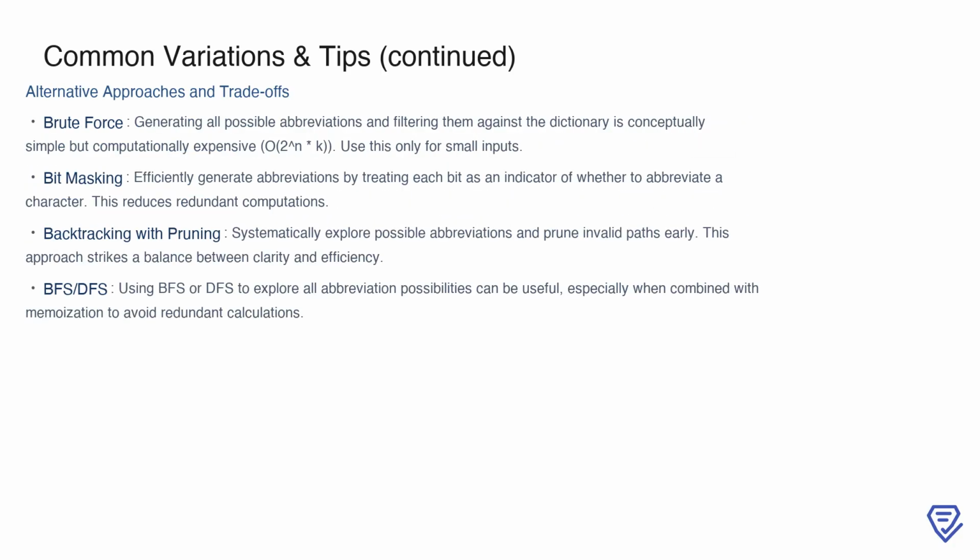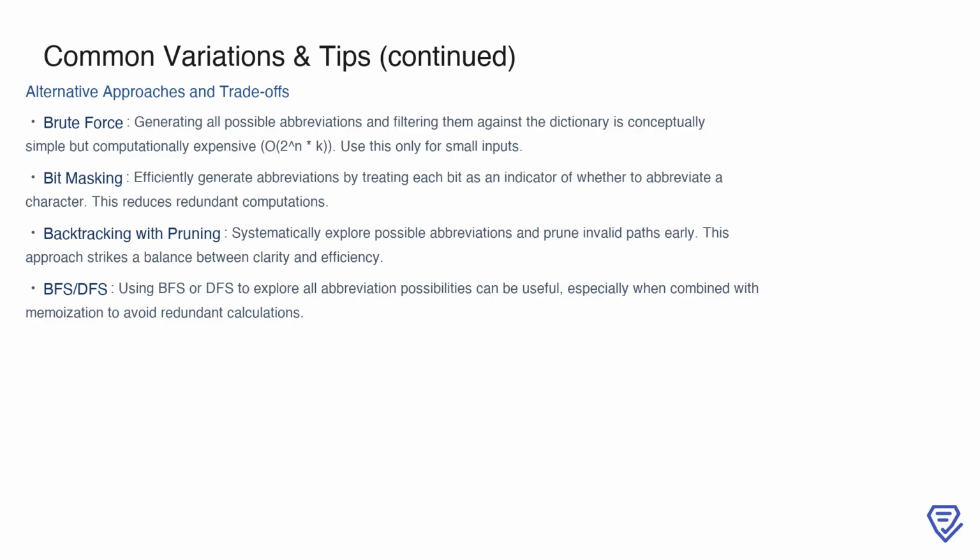Finally, let's discuss some alternative approaches and their trade-offs. Brute force, while conceptually simple, involves generating all possible abbreviations and filtering them against the dictionary. This approach is computationally expensive, with a complexity of O(2^n * k), and is only suitable for very small inputs. A more efficient method is bit masking, which treats each bit as an indicator of whether to abbreviate a character. This reduces redundant computations and speeds up the process significantly.